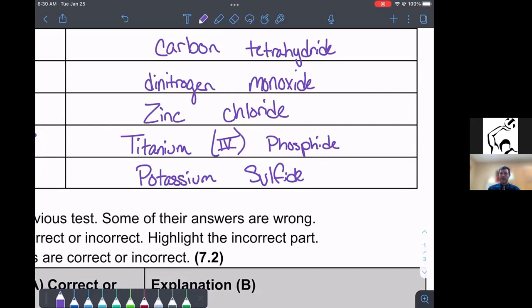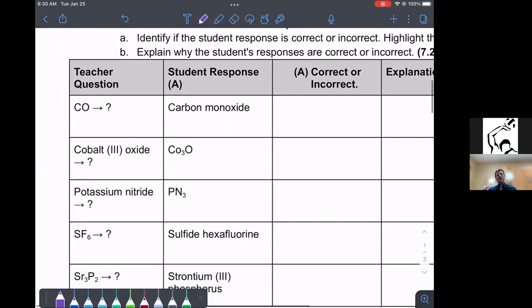All right. We got one more section. I know this one was a lot. So let's just go through and determine if they were correct or incorrect.